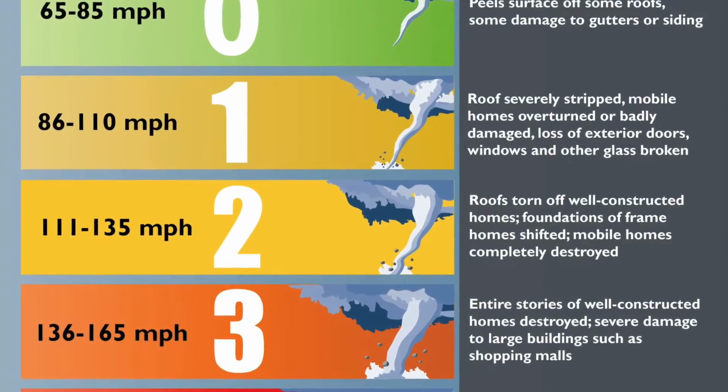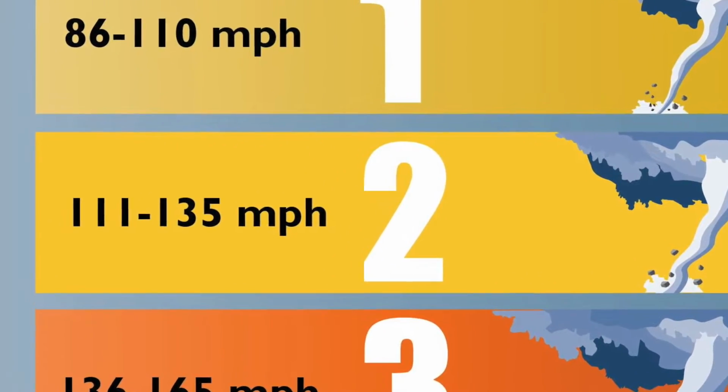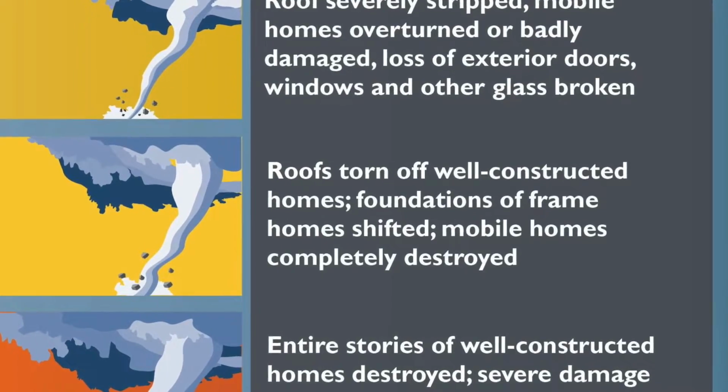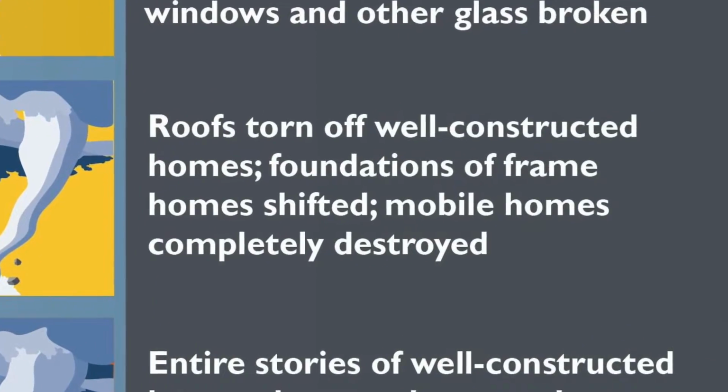We've got the EF2 starting at 111 to 135 miles per hour, and the damage associated with EF2s is roofs are torn off of well-constructed homes, foundations of framed houses can be shifted, and mobile homes are completely destroyed. So the EF2 range, basically, we're looking at hurricane force winds, category 3 and very low end of category 4. That's the strength that we're talking about in a very small area.